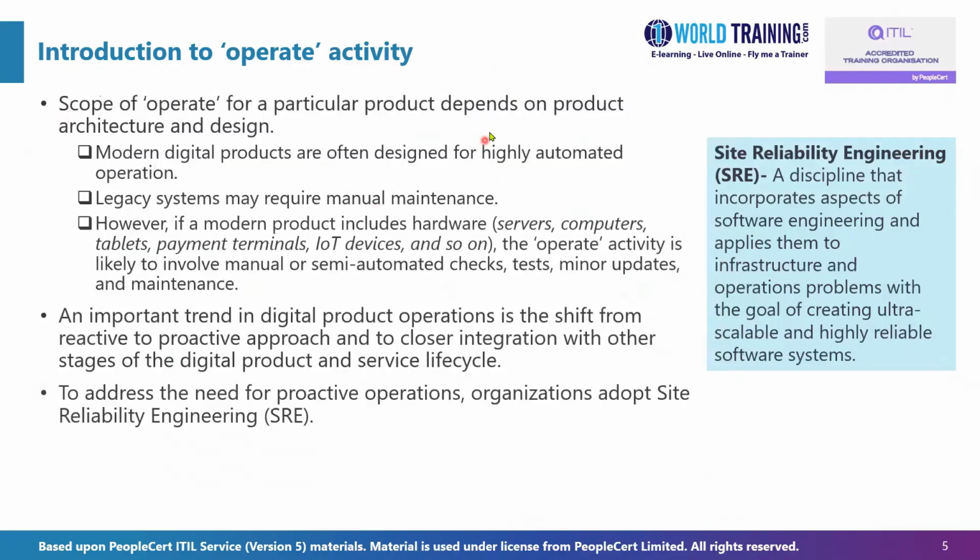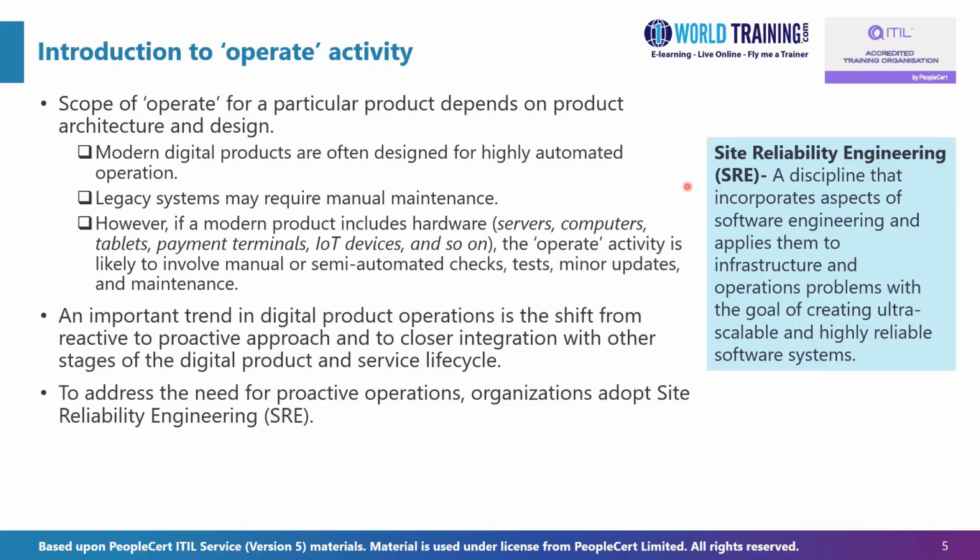Now, the word reliability needs an explanation. This is the ability of a product, service, or other configuration item to perform its intended function for a specified period of time or number of cycles. We had that definition on the previous slide. It came to my mind because we now have site reliability engineering. Let us take a look at that first on the right. It is a discipline that incorporates aspects of software engineering and applies them to infrastructure and operations problems with the goal of creating ultra scalable and highly reliable software systems.